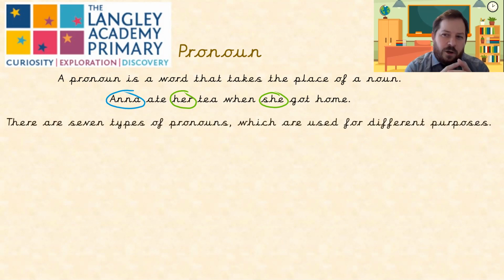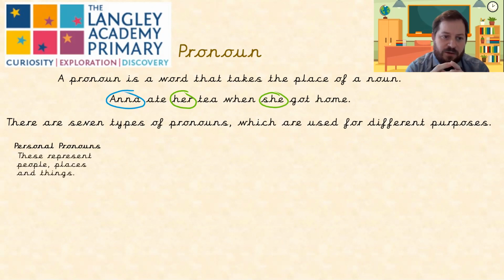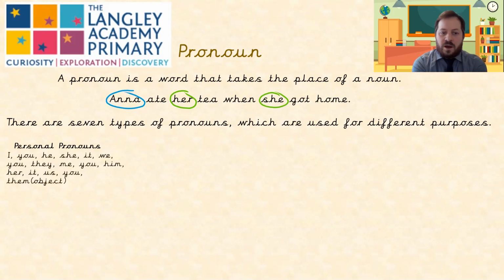So there are 7 types of pronouns, and they're used at different times for different purposes. The first one is a personal pronoun. It's used quite a lot and it's used in the sentence above. A personal pronoun represents people, places, or things. Examples of those are I, you, he, she, it, including her, us, them, when referring to an object.